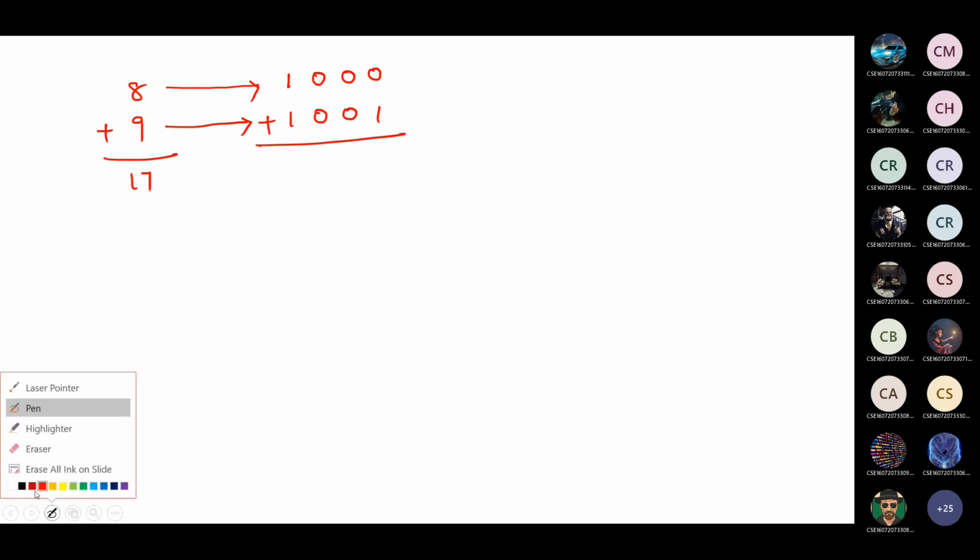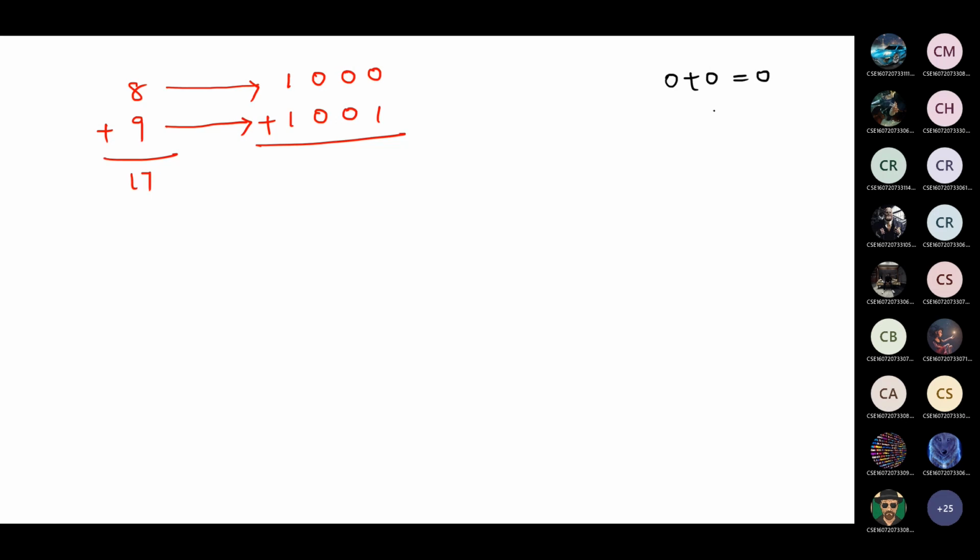In order to add, you need to remember those 4 rules. So 0 plus 0 should be 0. 0 plus 1 is 1. 1 plus 0 is 1. This is a special case. 1 plus 1 is 2, which is written as carry 1 and sum 0. This is carry. This is sum.